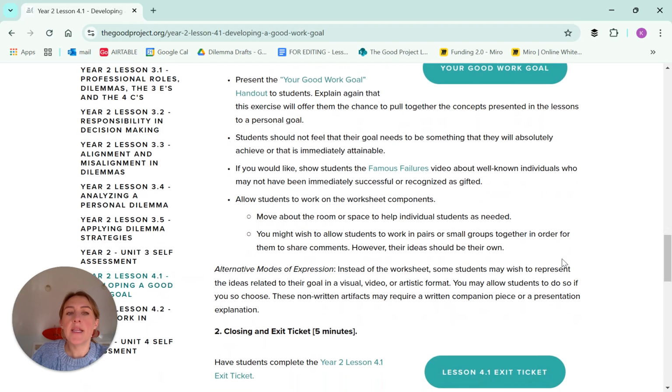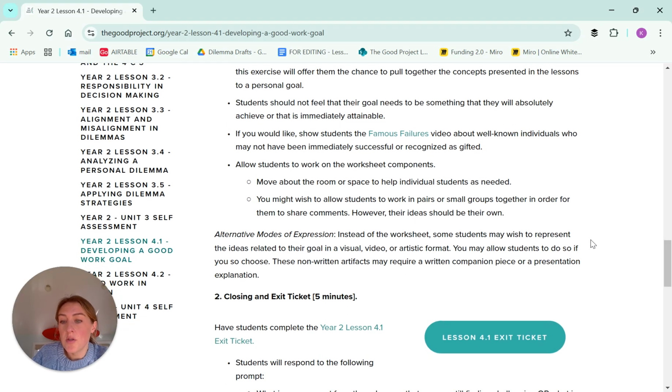So students should be allowed to take time to work through the worksheet. You can move about the room or use space to help individual students as needed. You might want to allow students to work in pairs or small groups so they can share concepts, but the ideas should be their own ideas for their own personal goal. It shouldn't be that a group all picks the same goal together. And instead of the worksheet, you may wish to have them represent the ideas in a visual, video, or artistic format. It's totally up to you, and you know your students better than anyone else.